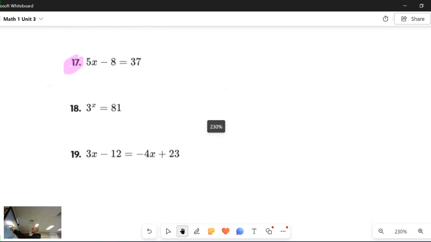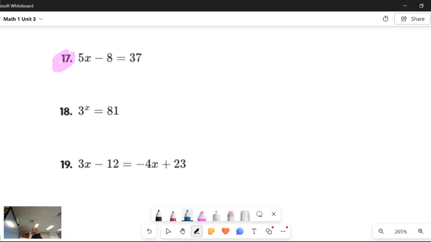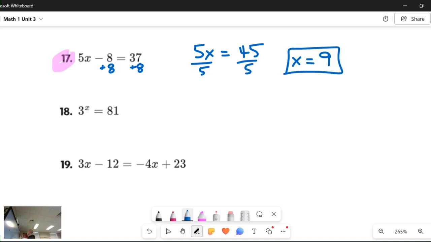For problem 17 here, it's a linear equation just going through and trying to isolate x. We're going to add 8 to both sides. We do that. I'm going to go right over here. We have 5x is equal to 45. Divide both sides by 5. We get x is equal to 9.